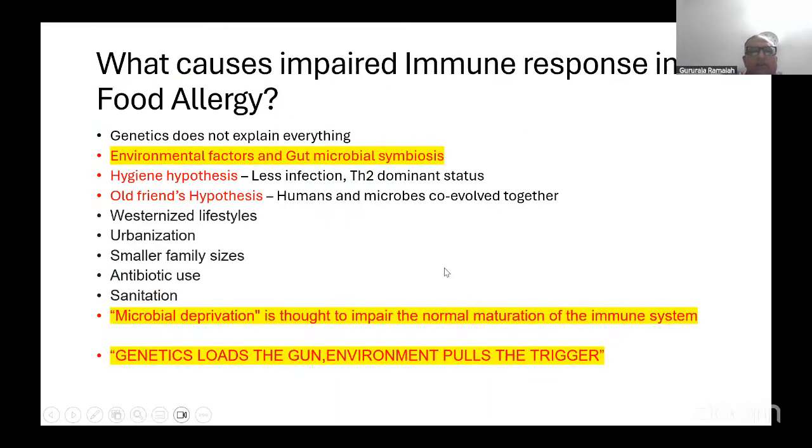I just want to go back and highlight one fact that genetics does not explain. It is the genetics that loads the gun and the environment that pulls the trigger. This I learned from Dr. Neeraj sir, who taught me during the course. So this has lots of meaning. It's genetics that loads the gun and the environment that pulls the trigger.